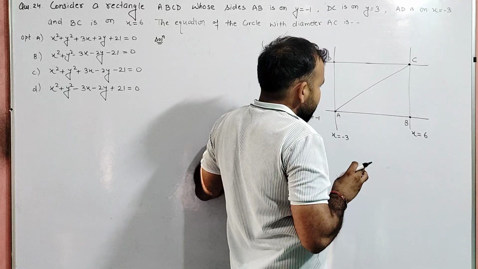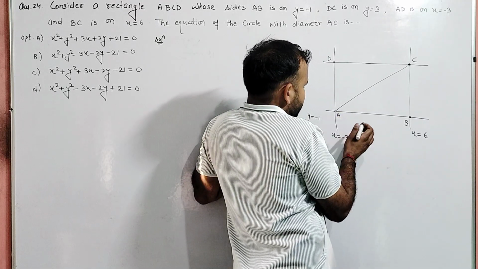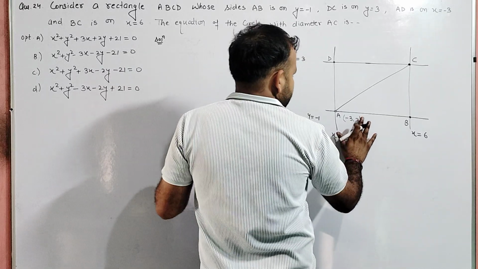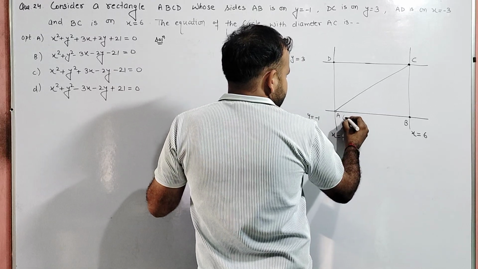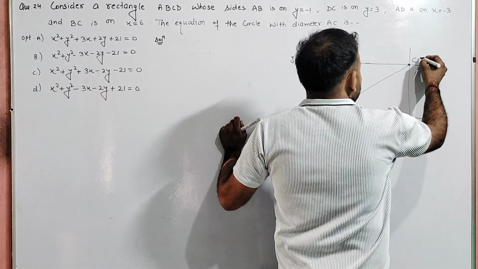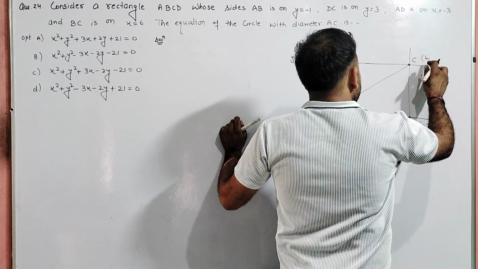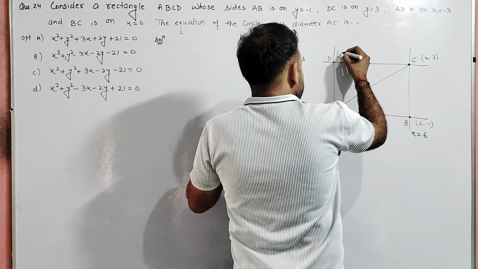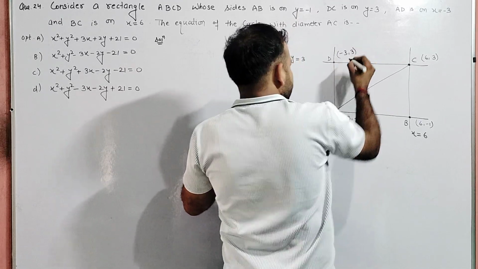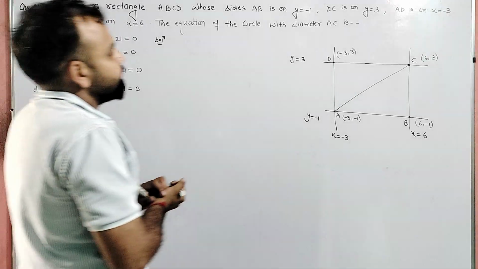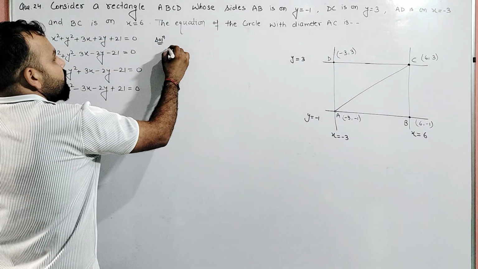Okay. So student, we need to find the coordinates. Not -3, 3, that is -3, -1. This is 6, -1. This one is x is 6 and y is 3. And this one is x is -3 and y is 3. These are the coordinates: -3, -1, 6, -1, 6, 3 and -3, 3. Okay. So student, first of all, the diameter is fixed.